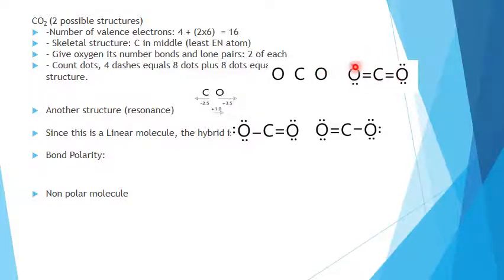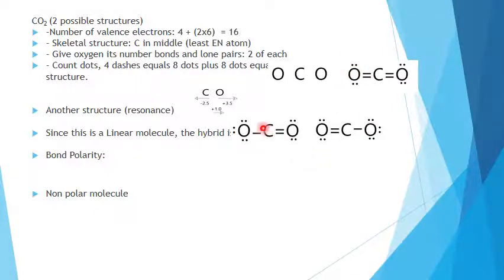Count them up. 2, 4, 6, 8, 10, 12, 14, 16. That equals 16. You don't have to do anything funny with the oxygens, okay? All right, now you can get another structure here. You can have one of the double bonds move out, okay?